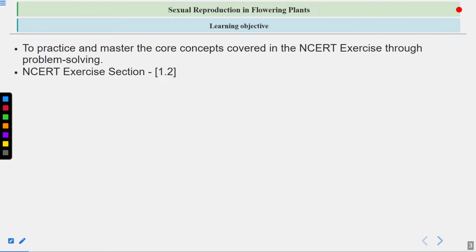So, what is the learning objective? To practice and master the core concept covered in the NCERT exercise through problem solving. So, we are going to solve each and every question from the NCERT exercise. And today's questions are from section 1.2 of the chapter Sexual Reproduction in Flowering Plants.